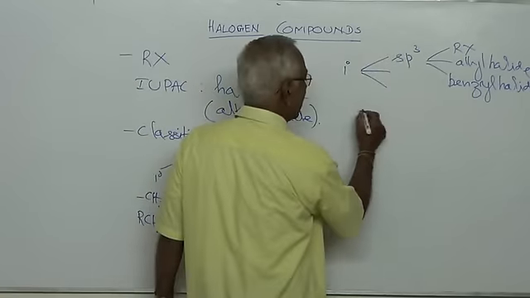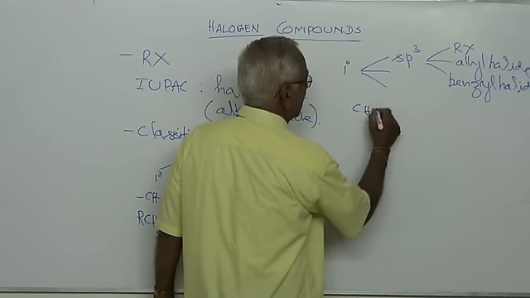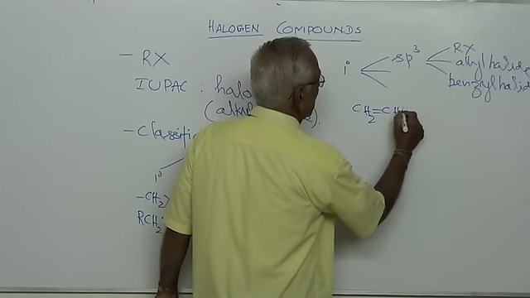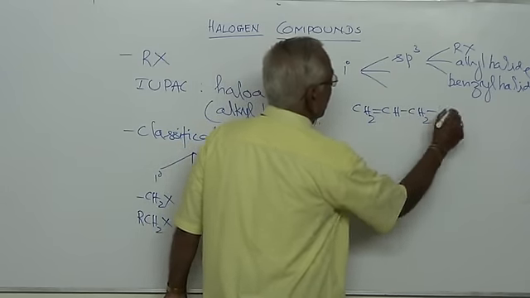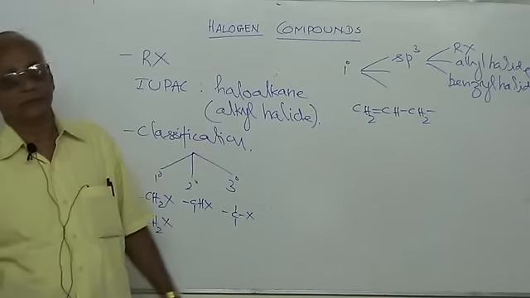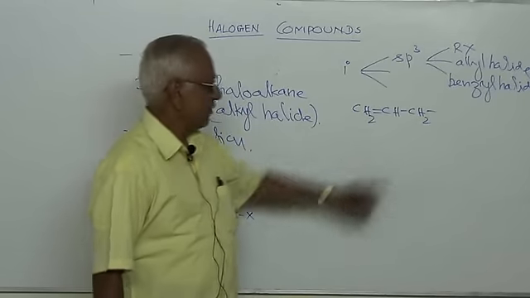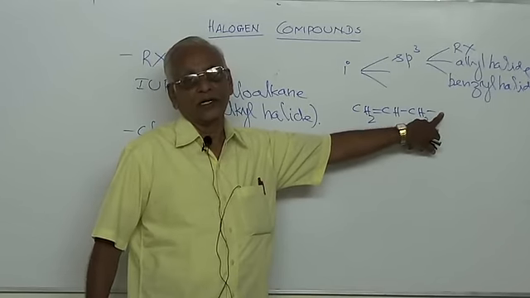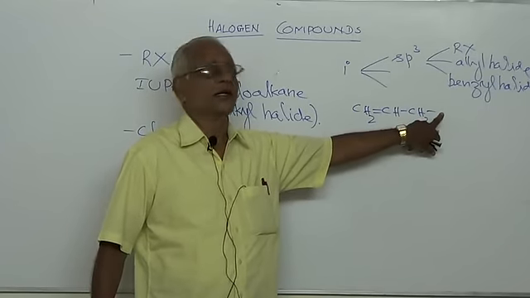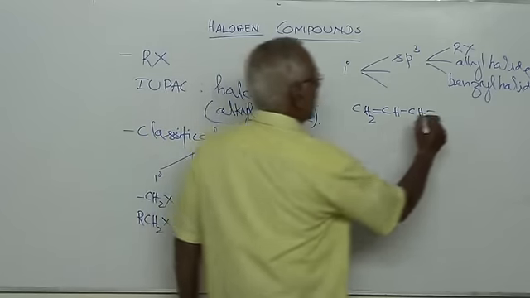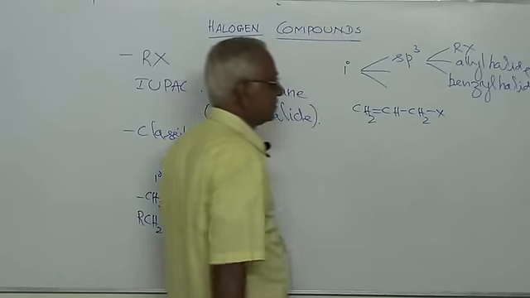What is an allyl halide? As this CH2=CH-CH2 dash is called an allyl group. If you have a halogen, it's called allyl halide. If you have OH group, allyl alcohol. If you have NH2, it's called allyl amine. Okay, now let us take the halide.